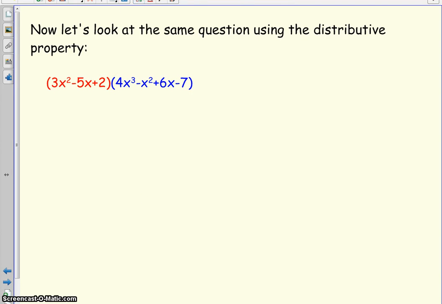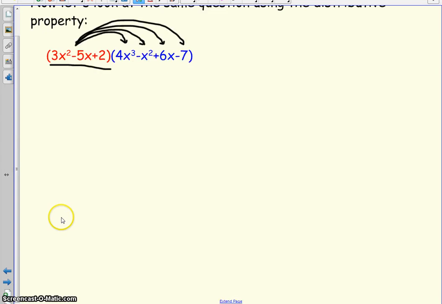You'd have to take this first bracket, 3x squared minus 5x plus 2, and distribute it through the entire second bracket. So you'd have 4x cubed times the red bracket minus x squared times the red bracket plus 6x times the red bracket minus 7 times the red bracket. And you can do that. I'll leave that for you as an exercise to try for yourself, but you can see that that would potentially be a little more cumbersome in terms of the algebra being written out, so that's why I recommend using arrays.